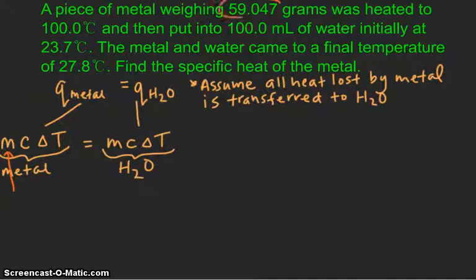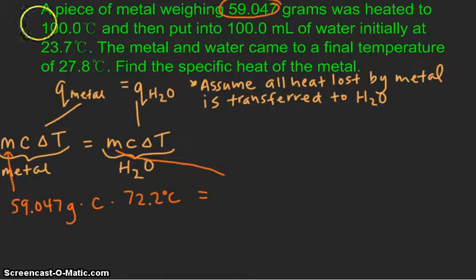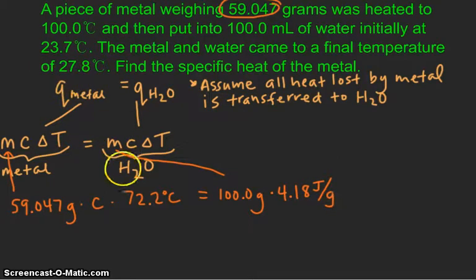What you can do at that point is just simply plug in. We know our mass of the metal is 59.047 grams. We don't know the specific heat of the metal, so we leave it as C, or you could insert an X there. And my change in temperature for the metal, well, the metal started at 100 degrees, it was heated that high, and then the final temperature of the water-metal mixture was 27.8. So my change in temperature for the metal is 72.2 degrees Celsius. I set that equal to water.